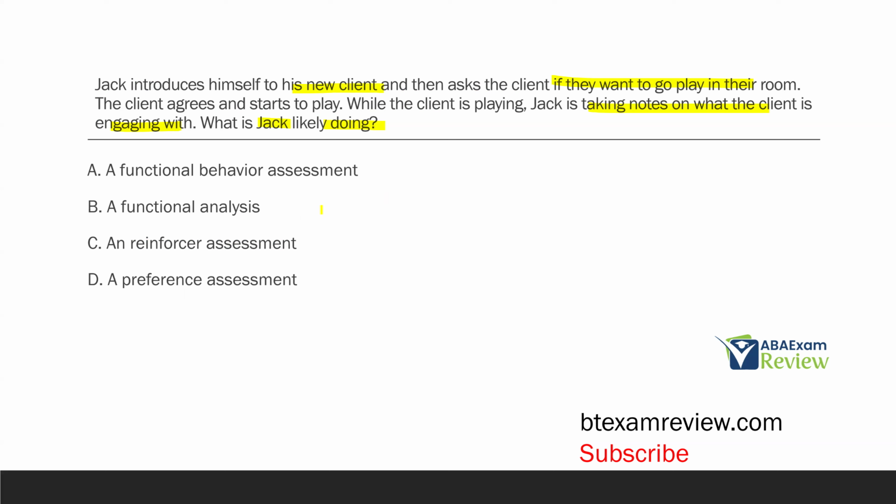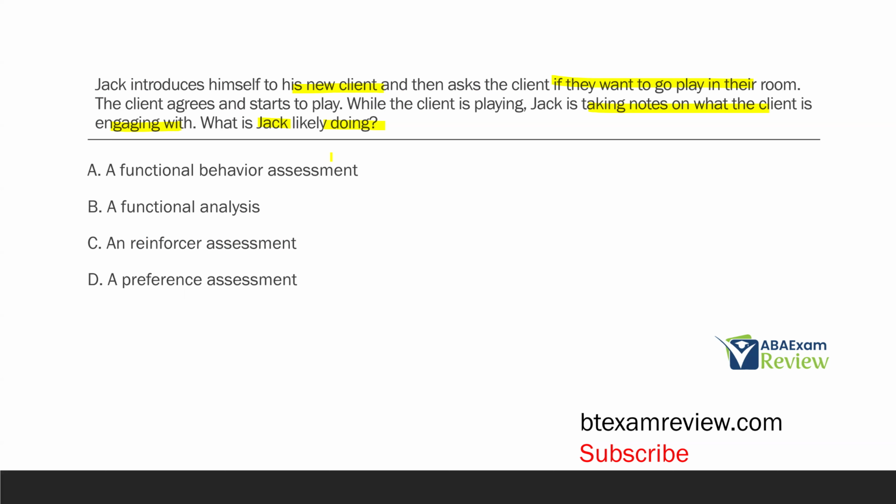C, a reinforcer assessment. Now, think about the difference between a reinforcer assessment and a preference assessment. What is the difference? A preference assessment identifies potential reinforcers. After we identify those potential reinforcers, then we actually do the reinforcer assessment to see if they have reinforcing properties. A preference assessment does not identify actual reinforcers, only potential.